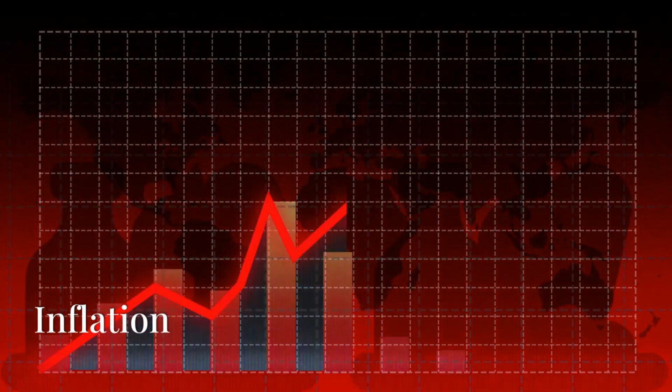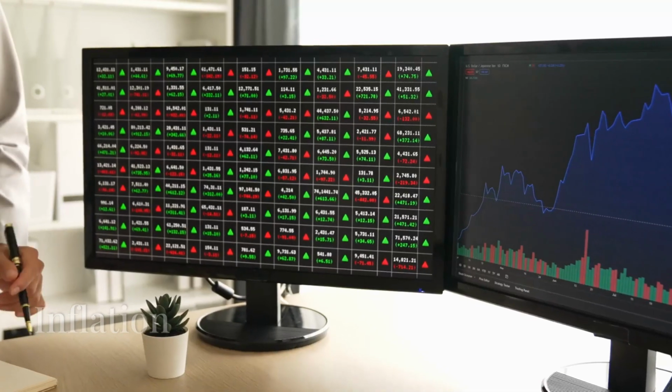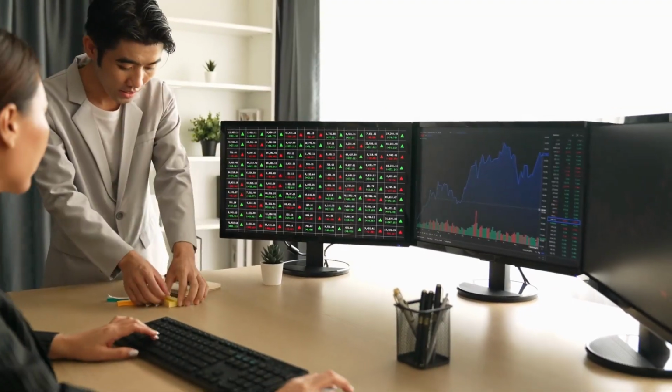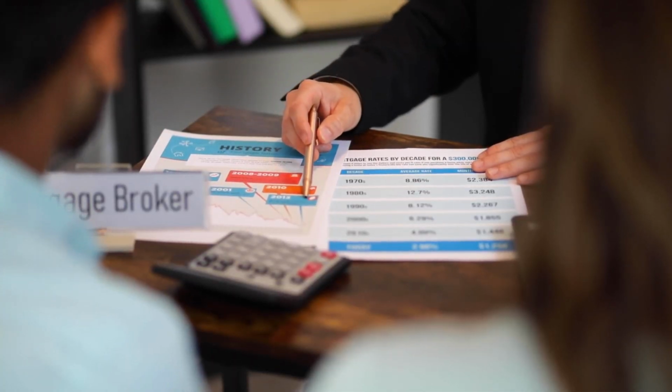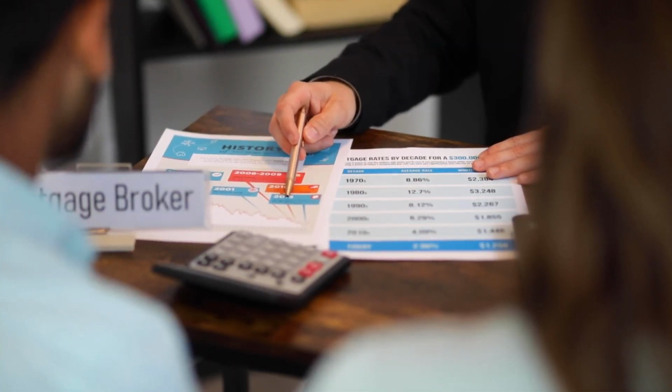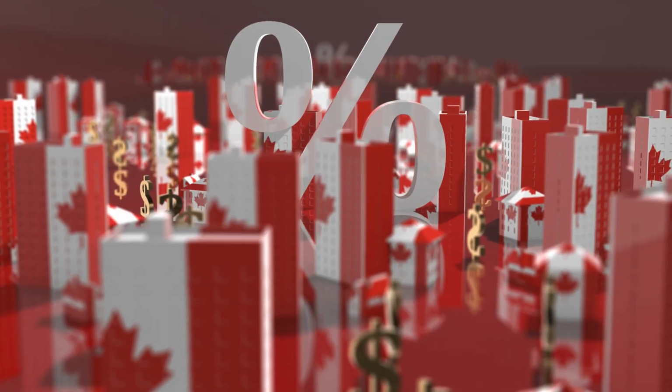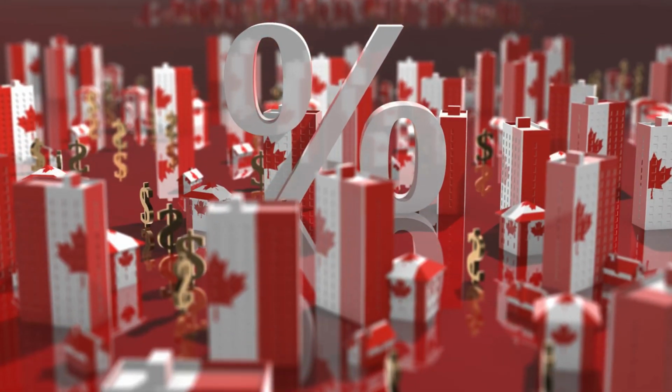Inflation erodes the purchasing power of money over time, and investors demand higher returns to compensate for the loss in value. Mortgage rates often rise when inflation is high, as lenders want to ensure their returns outpace the rising costs of goods and services. Conversely, if inflation is under control or falling, mortgage rates may decrease, making borrowing more affordable.